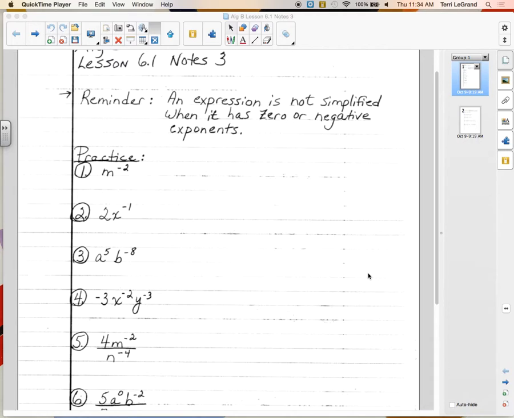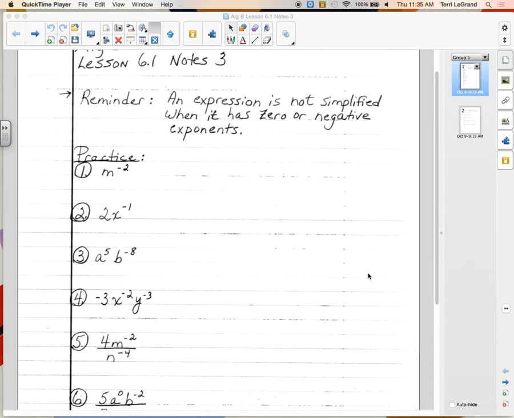Now notice I did not say, because I already know some brains in here are doing this, and there's some brains that aren't even tuned in yet, that if you have a negative in your answer, you're wrong. Is that what I said? What did I say? If the power is negative. If you have a negative power, it is not simplified.